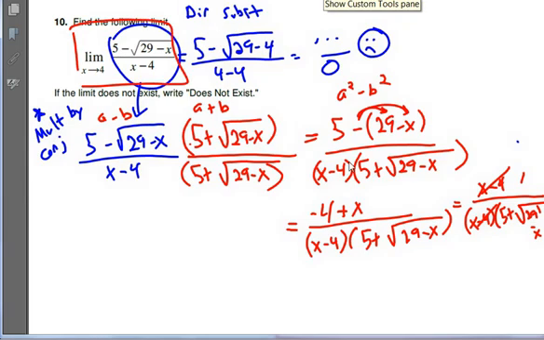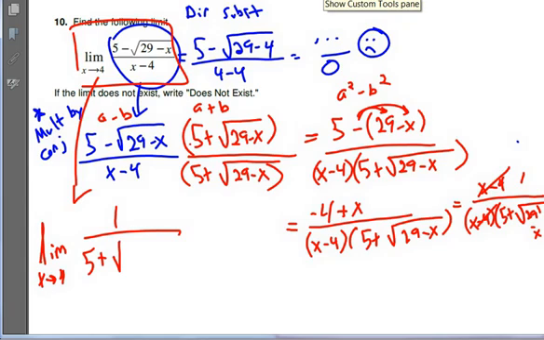Actually, I never did fix that 25. Should be a 25 right there. So this x minus 4 cancels out this x minus 4. I still have a 1 in the numerator here. This is 1 over all that stuff. So going back here to our original problem, the limit of this term becomes the limit as x approaches 4 of 1 over 5 plus the square root of 29 minus x.